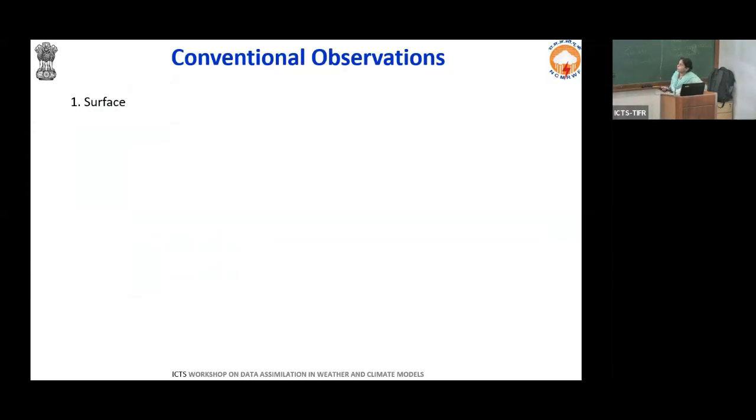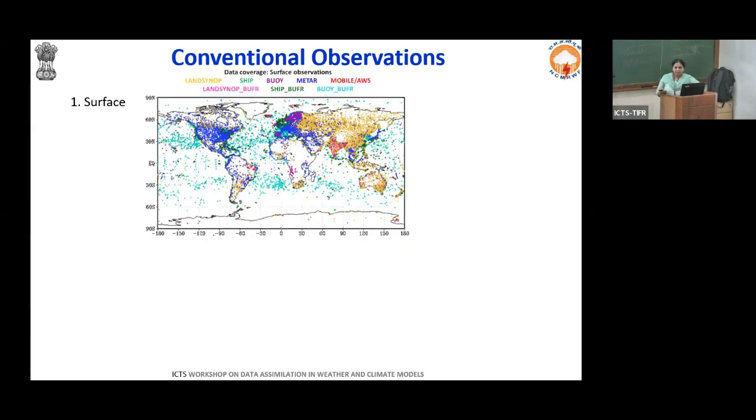So coming to the surface data. This is the global plot, she already showed this type of plot. For BOM and for NCMRWF, for any of the operational centers, these plots are almost similar, because almost all this data we are getting through GTS. So here you can see that we are getting different types of observation in near real time. Land SYNOP, SYNOP means the surface observation. SYNOP is a WMO code, that's why it is called land SYNOP. And we have the ship observation, the green color.